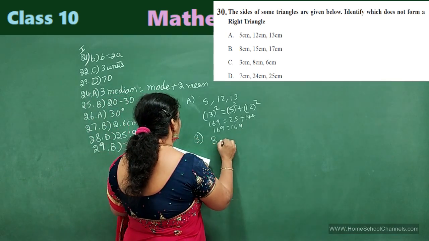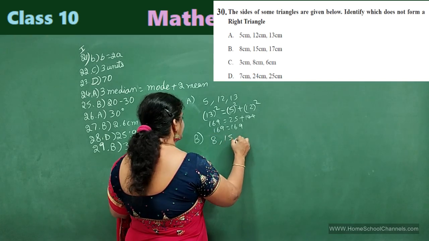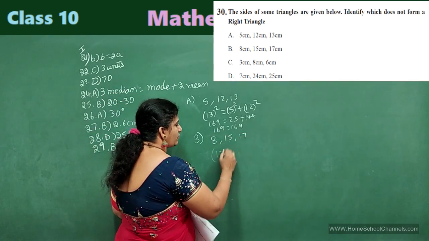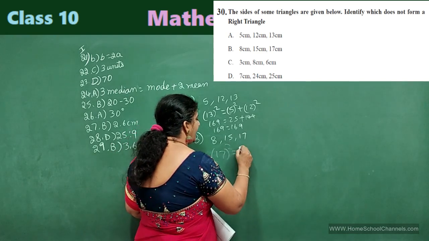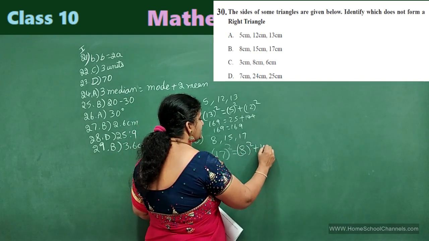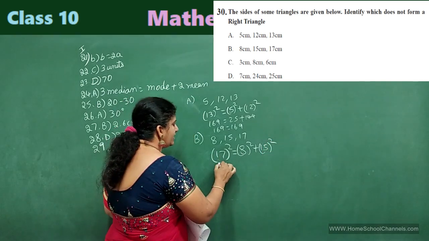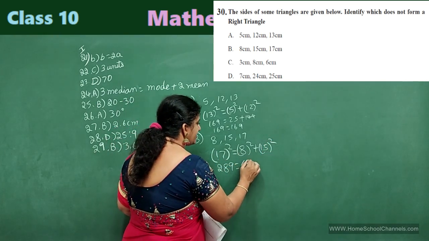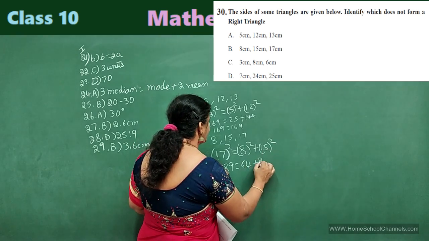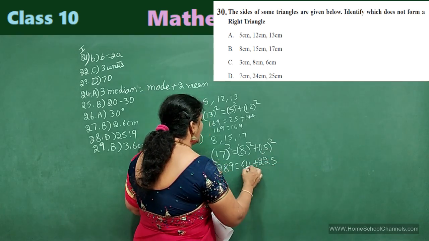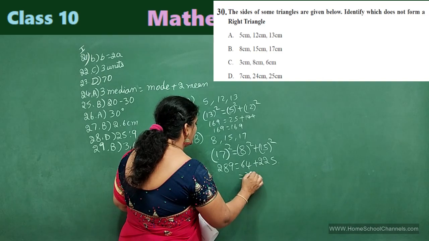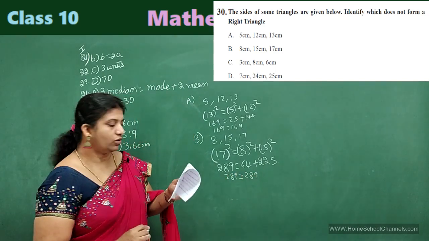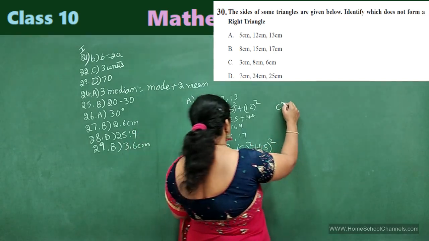B. 8, 15, 17 given. Which is the greater number here? 17. 17 square is equal to 8 square plus 15 square. Let's check it out. 17 17s, so it will be 289. 8 8s are 64. 15 15s are 225. And if you add this, you get 289. So it is satisfying.